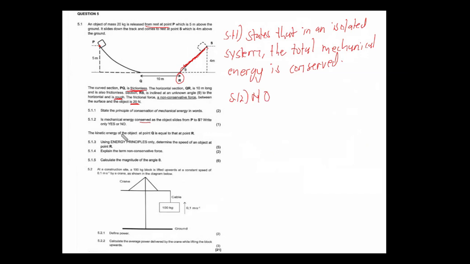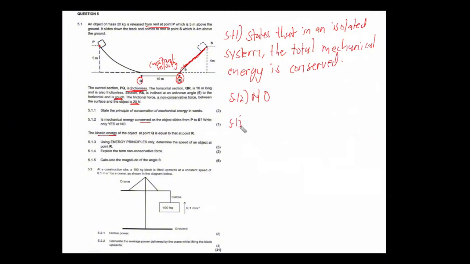Now, the kinetic energy of the object at point Q is equal to that at point R. Why? Because here we know that since it's a horizontal plane, the object will be moving at constant velocity, right? Or the block will be moving at constant velocity, meaning the velocity at this point is equal to the velocity at that point, which then leads to the kinetic energy at this point being the same as the kinetic energy at that point. Now, 5.1.3 says, using energy principles only, determine the speed of an object at point R.